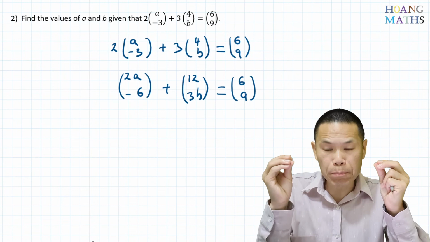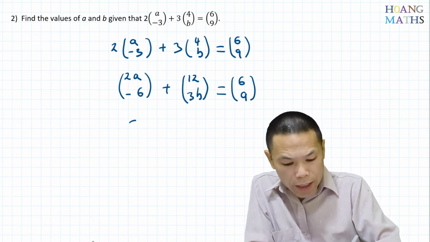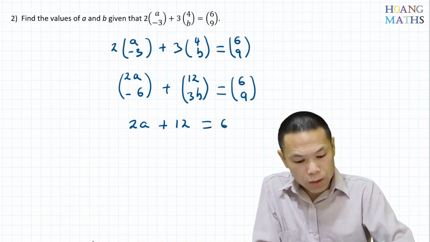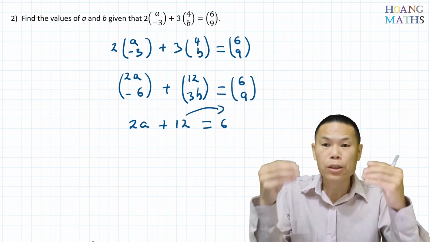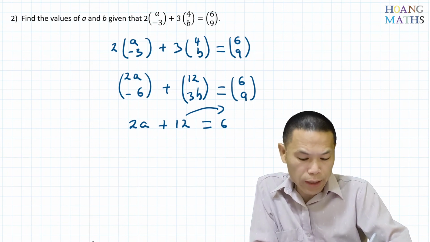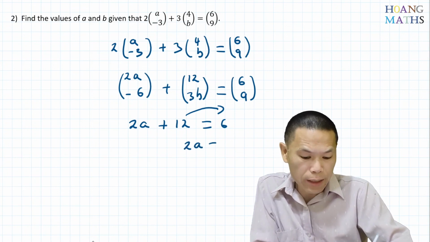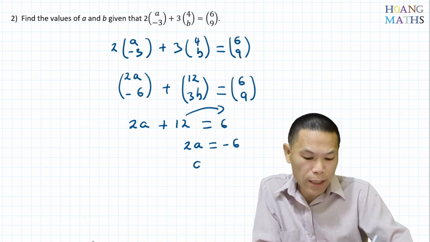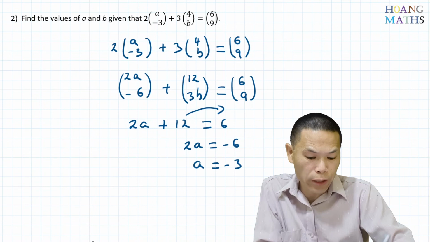So the I component is 2a plus 12, which is 6. I just move the 12 to that side. We just solve the equation, that's all. So 6 minus 12 is -6. So 2a is -6. And then we divide by 2 on both sides. A is equal to -3.